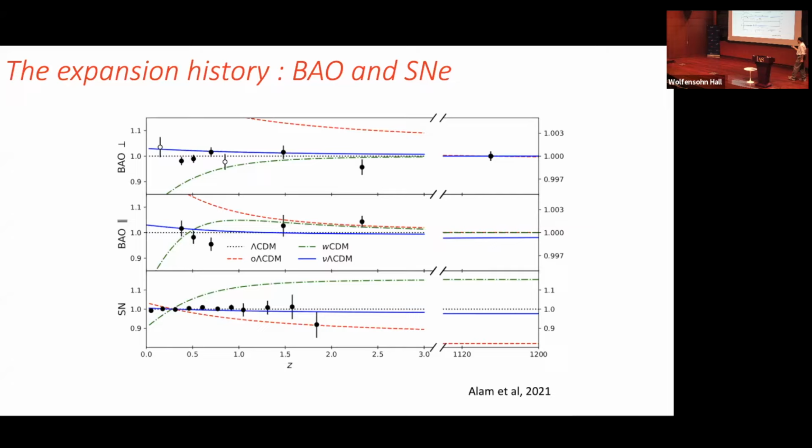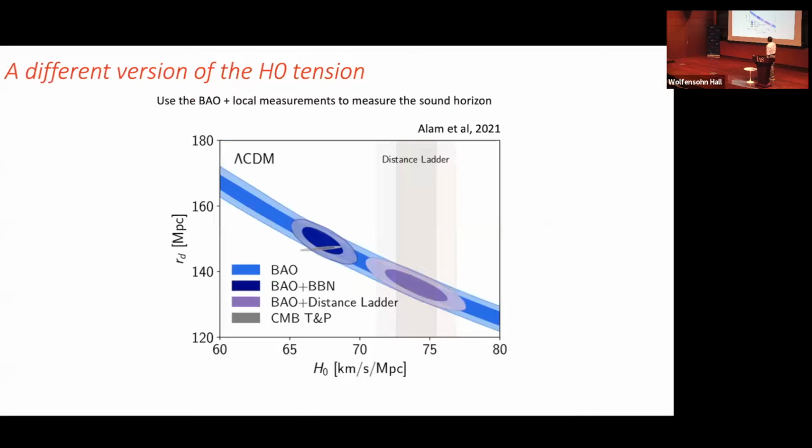Okay, so that's what the expansion history of the universe looks like pre the DESI survey, and I'll give you a flavor of what this will look like as we move towards DESI. One of the things I did want to show, this is still talking about pre-DESI measurements, is what does the BAO measurement actually say about things like this Hubble tension? And so I just want to spend a minute walking you through this diagram.